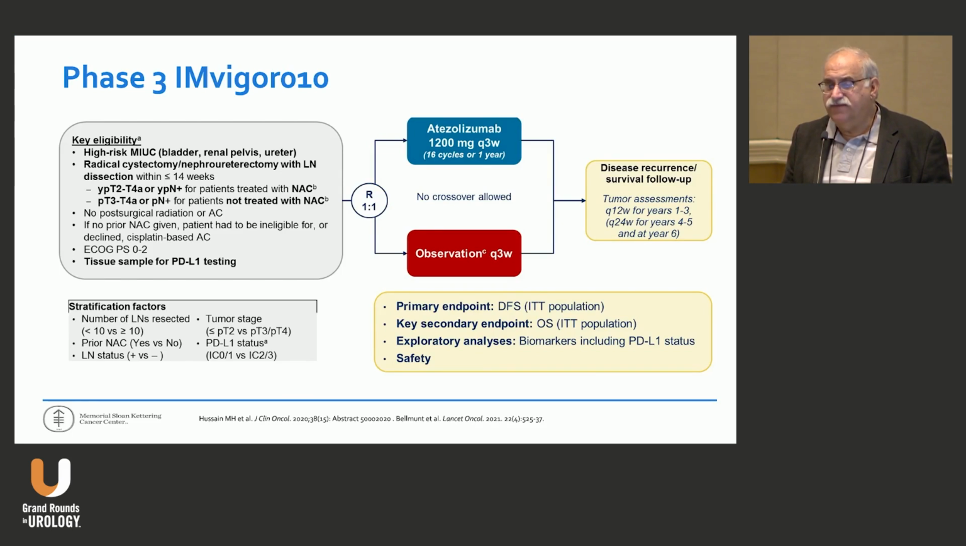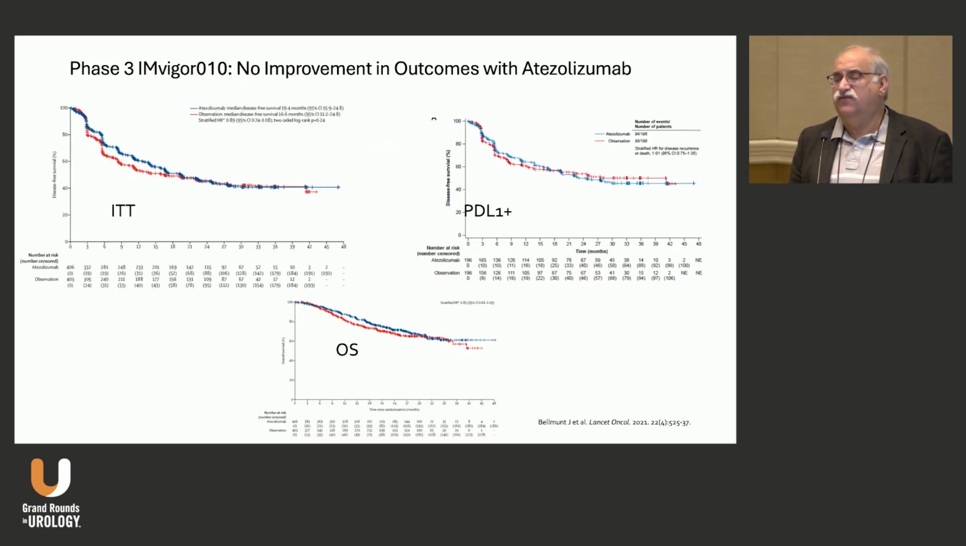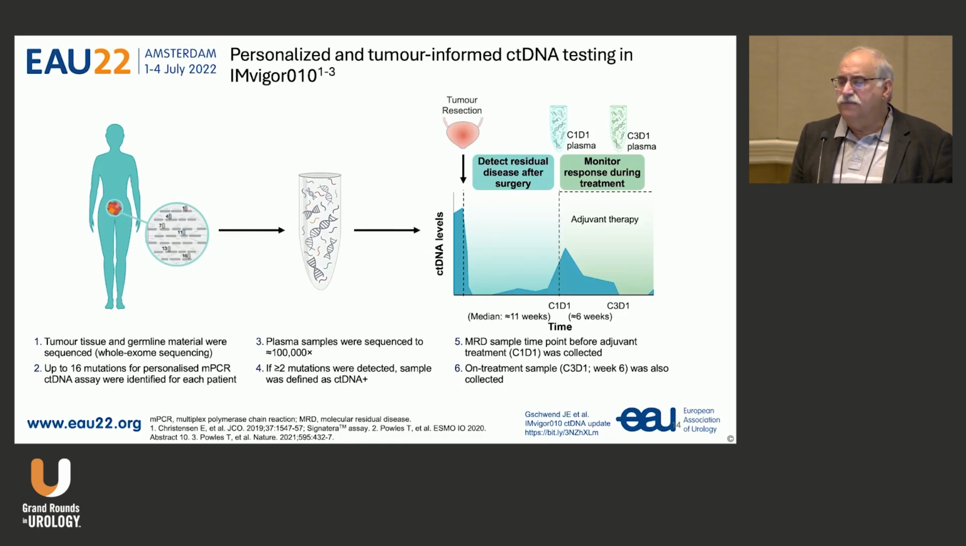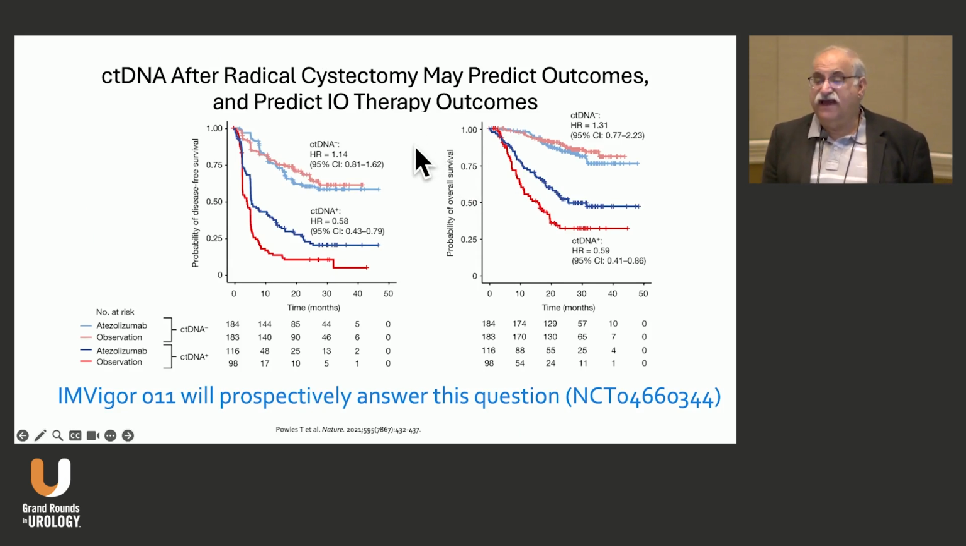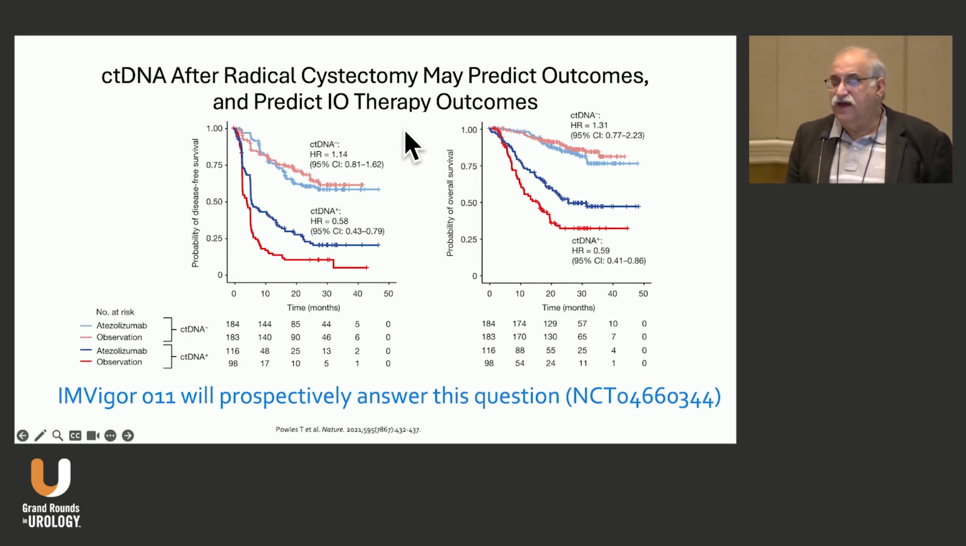It looked at adjuvant tislelizumab versus observation, and the original trial actually did not show an improvement in outcomes with treatment with the atezo in the adjuvant setting. However, when they started to look a little bit more at circulating tumor DNA, they came out with something very interesting. They were able to show, in a retrospective analysis, that circulating tumor DNA after radical cystectomy may actually predict the outcomes and predict the IO therapy outcomes.